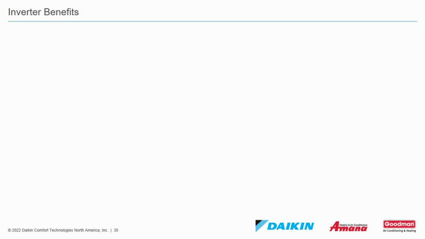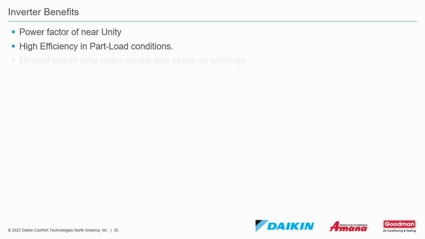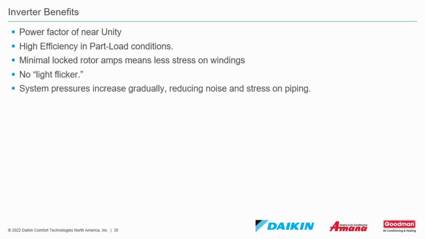Here are some of the benefits the inverter offers. Power factor near unity. High efficiency in part load conditions. Minimal locked rotor amps means less stress on the windings. No light flicker on compressor startup. System pressures increase gradually, reducing noise and stress on piping. Better dehumidification and fewer start-stop cycles.